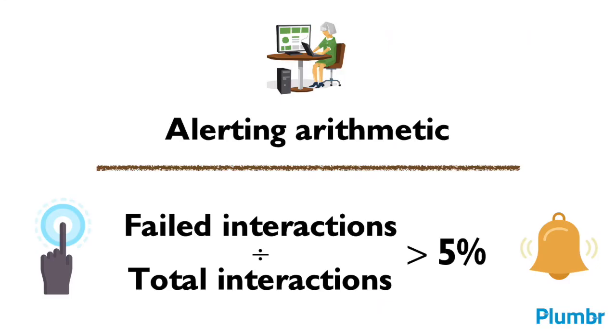Another example basis for alerting could be this. If failed interactions exceed 5% of total interactions, an alert can be issued. This would mean that the experience is degrading for a significantly large fraction of users.